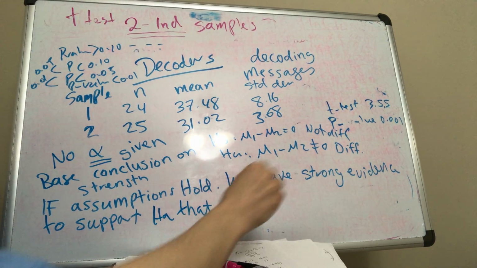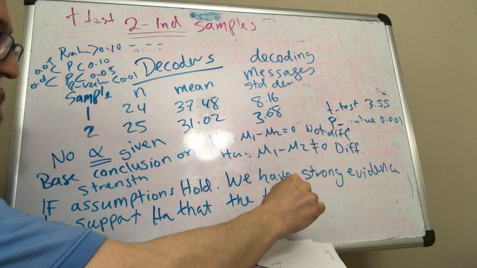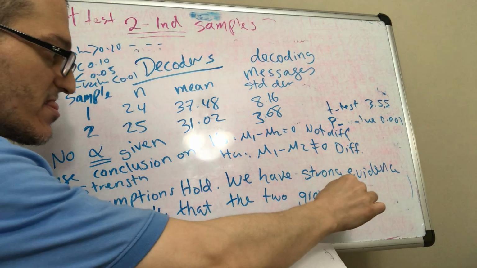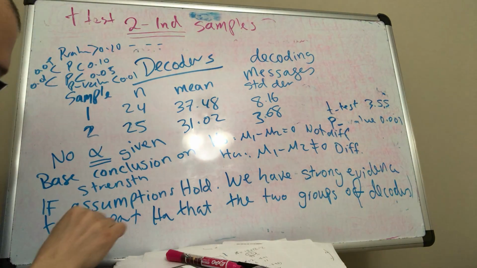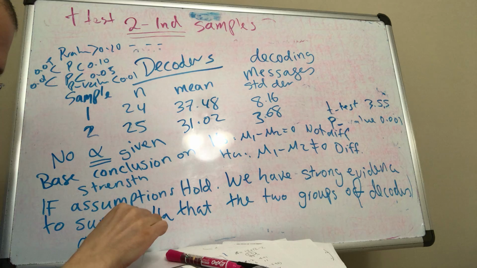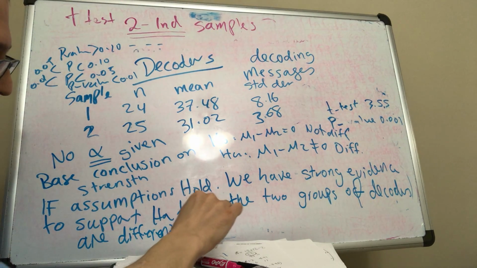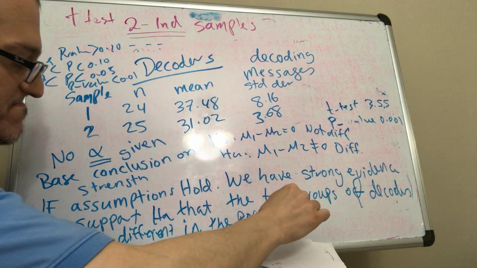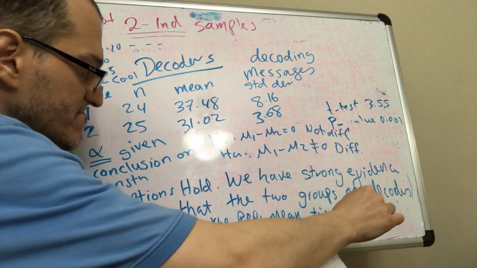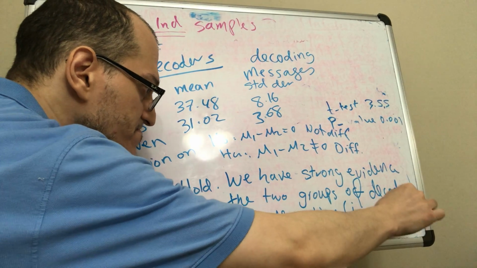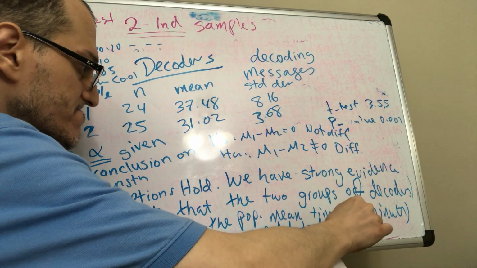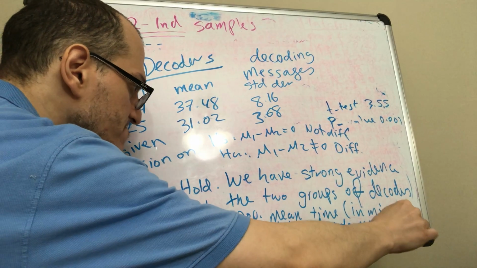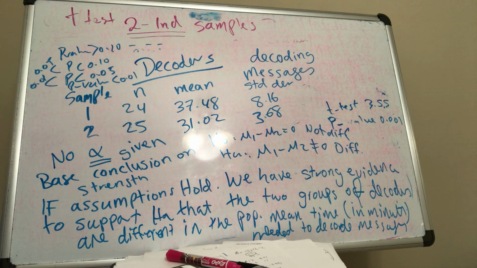So we have strong evidence to support HA that the two groups of decoders are different in the population mean time in minutes needed to decode messages. Good? So this is what you say.